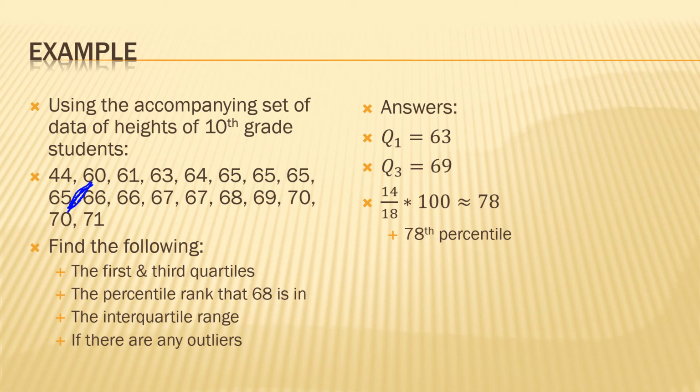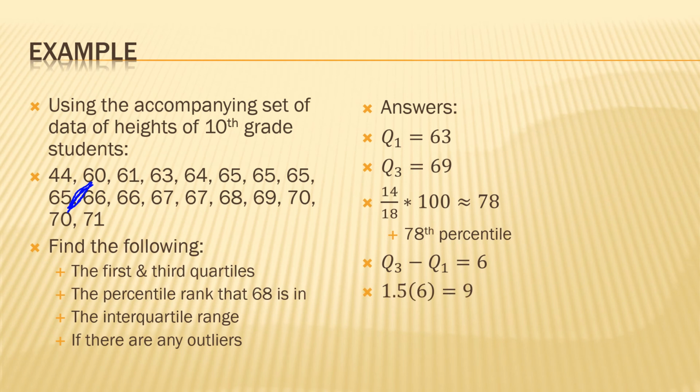Next, I want to find the interquartile range by subtracting Q1 from Q3. 69 minus 63 is 6. Now I want to check to see if there are any outliers. The first thing I need to do is multiply 1.5 times the interquartile range. 1.5 times 6 is 9.